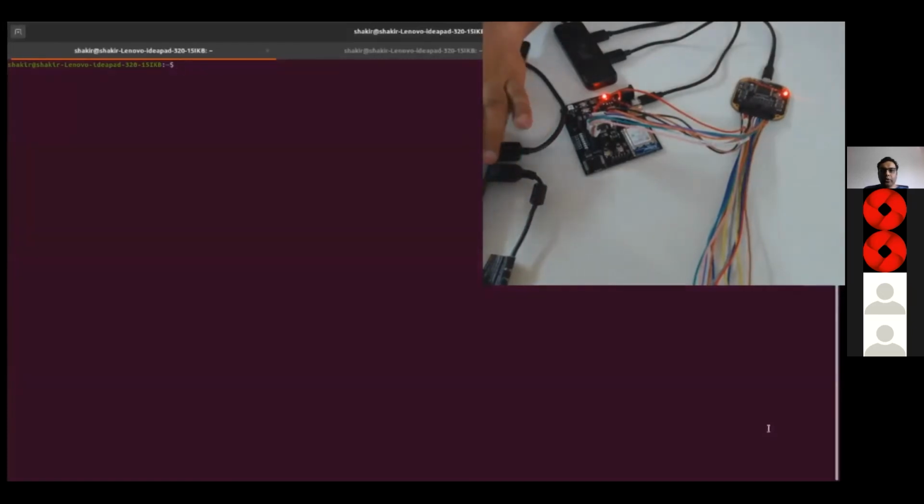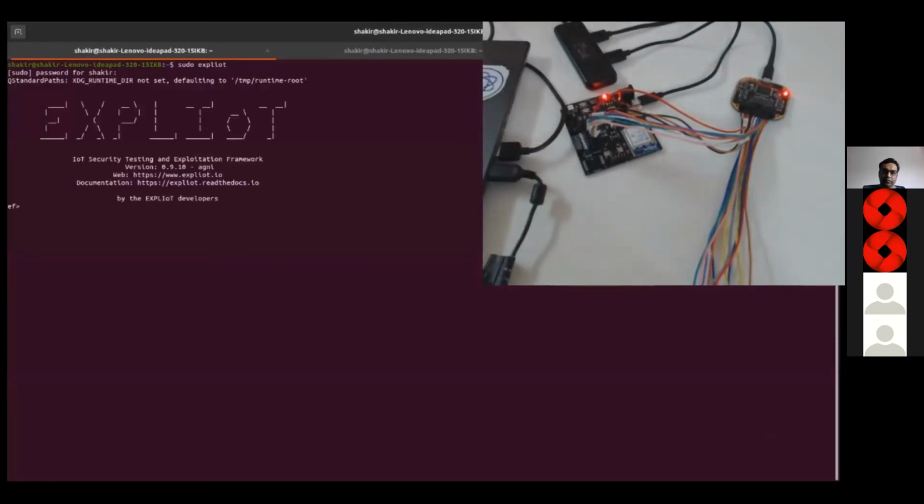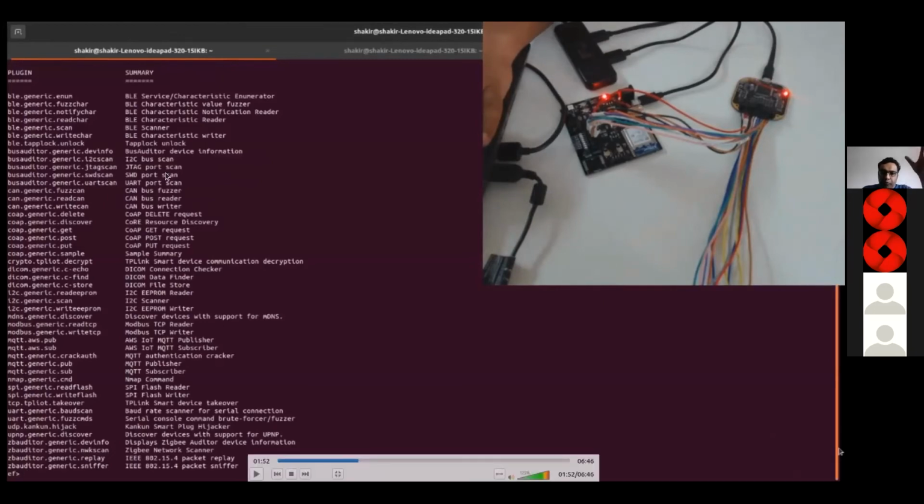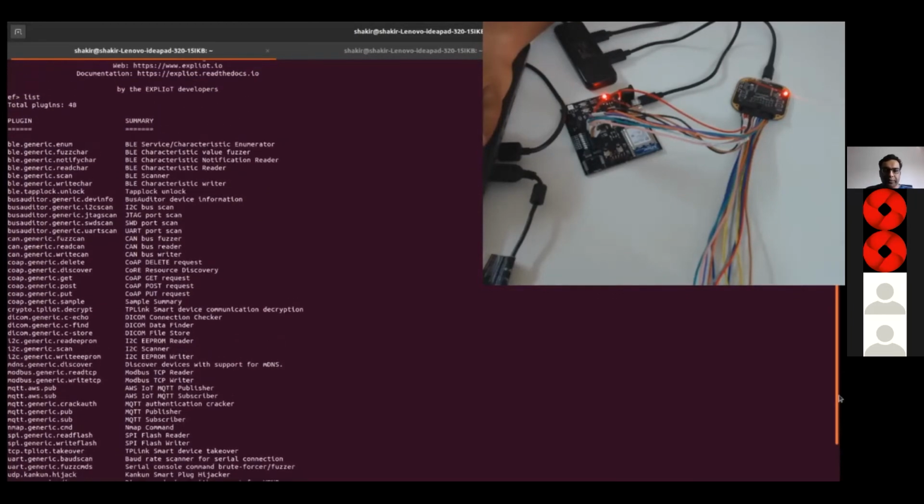Now we'll go to the EXPLIoT framework, the open source EXPLIoT framework, and let us see the list of plugins. So you can see this complete list of plugins available, whether it's BLE or CAN, the Bus Auditor, the COPE protocol, the I2C, SPI. Those things are available in this particular framework.